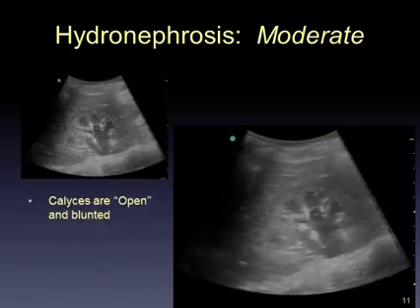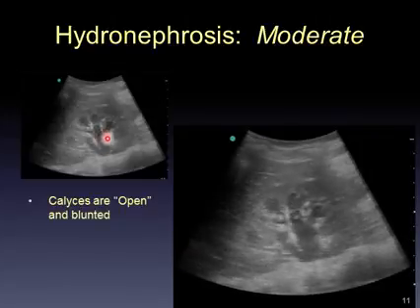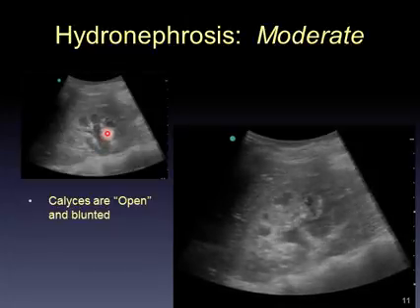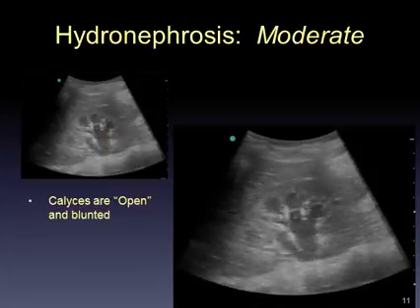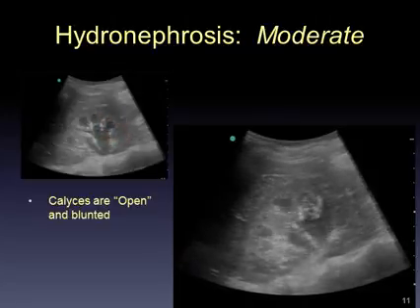Moving on now to moderate hydronephrosis, and we can see that the pelvis has become much more full of fluid, and we can start seeing the fluid track up into the calyces. Importantly, the calyces are still maintaining some acute angles with a sort of love heart appearance.